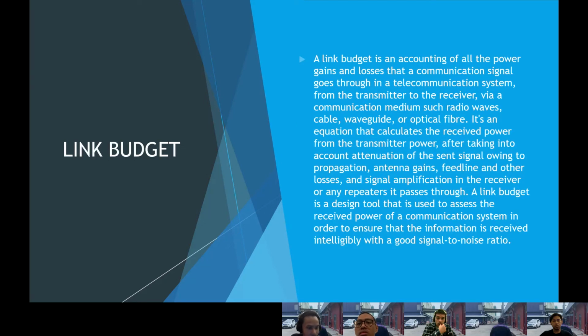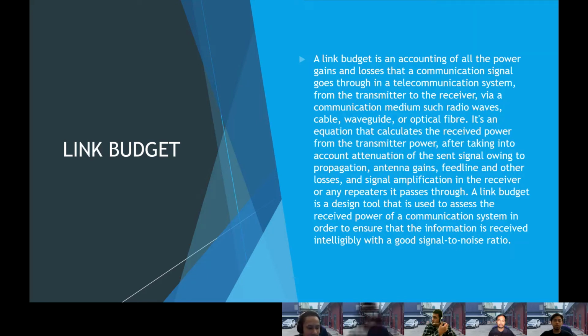Next is, what is link budget? A link budget is an accounting of all the power gains and losses that a communication signal goes through in a telecommunication system from the transmitter to the receiver via a communication medium such as radio wave, cable, waveguide, or optical fiber. It's an equation that calculates the received power from the transmitter power after taking into account attenuation of the sent signal owing to propagation, antenna gain, feed line and other losses, and signal amplification in the receiver or any repeater it passes through.